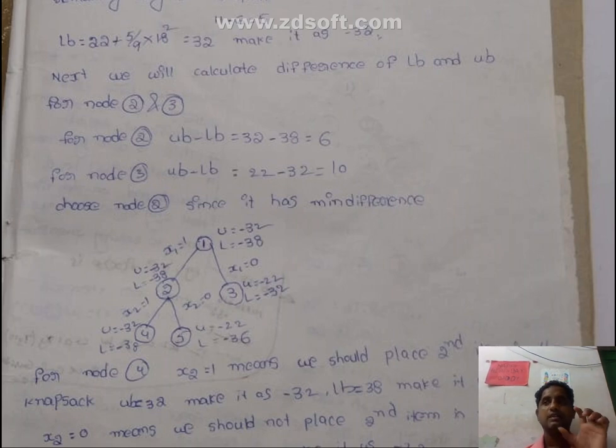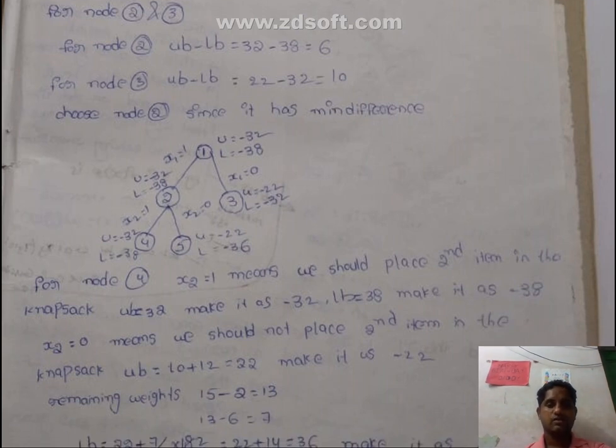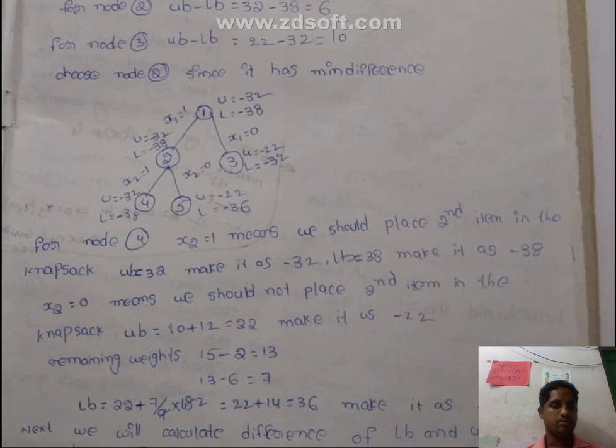Here what do we do? We consider the second item. We consider x2 equal to 1 and x2 equal to 0 for the second item. For node 4, x2 equal to 1 means we should place the second item in the knapsack, that is upper bound equal to 32, make it as minus 32, lower bound equal to 38, make it as minus 38. And x2 equal to 0 means we should not place the second item in the knapsack. That is upper bound equal to 22, make it as minus 22, remaining weights. So 7 by 9, that equals a third, make it as 36.